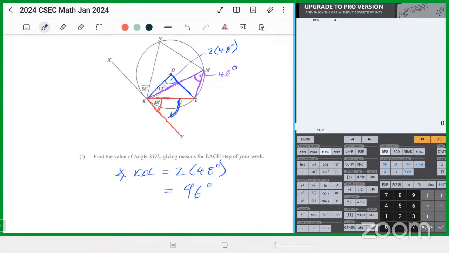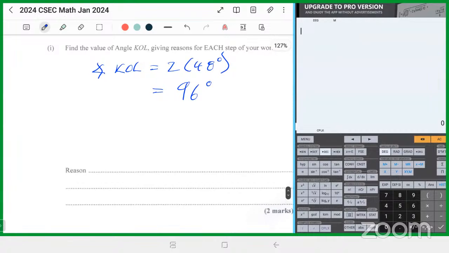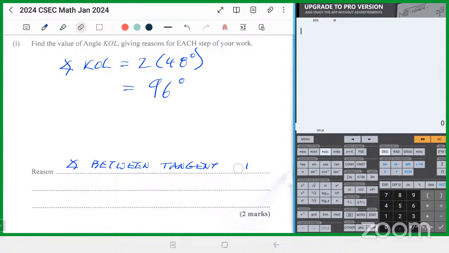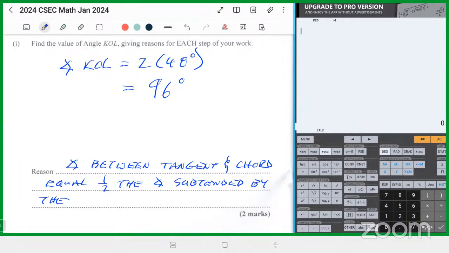And we're going to connect the two of them and say that the angle between a tangent and a chord equals half the angle subtended by the chord at the center.